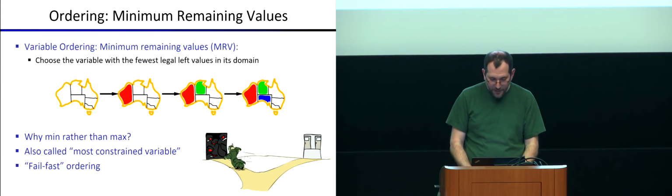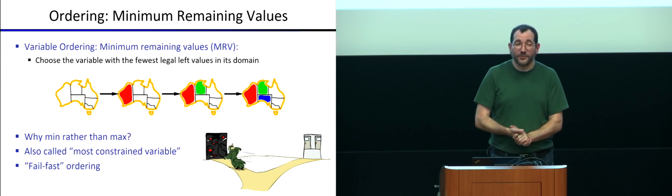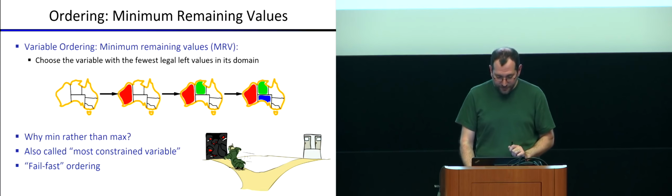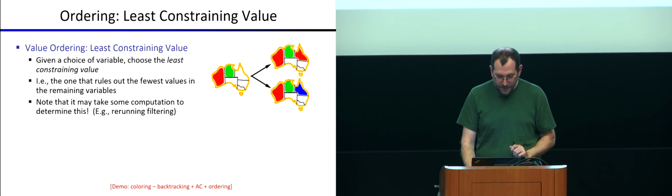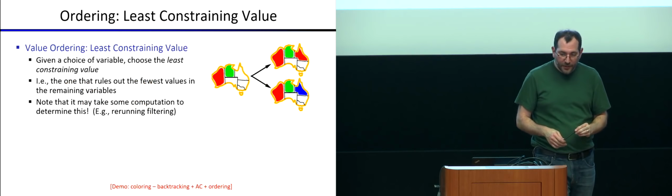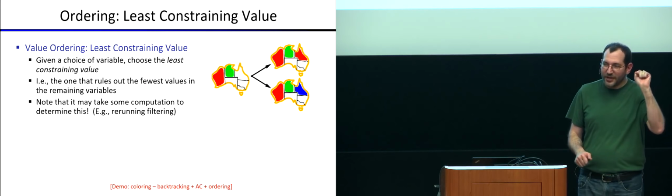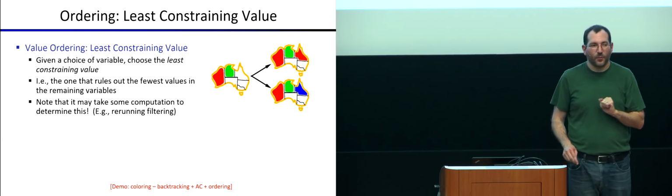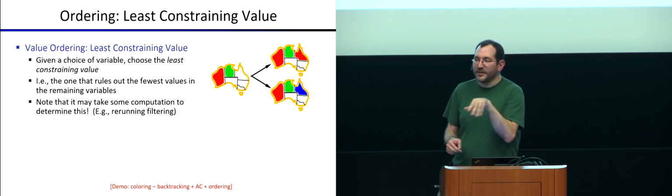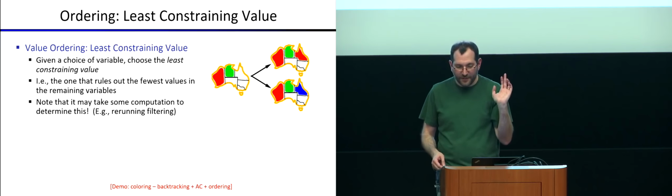Okay, so minimum remaining values. It's called most constrained variable, also called fail fast ordering. You're going to have to do every variable. You might as well do the hard ones now, right? There's another way to do ordering, which is the ordering on values. So let's run headfirst to the tricky parts of the CSP and work on them so that we backtrack as quickly as possible and get all that backtracking done in a local part of the search rather than having to backtrack through a whole bunch of combinatorial stuff.